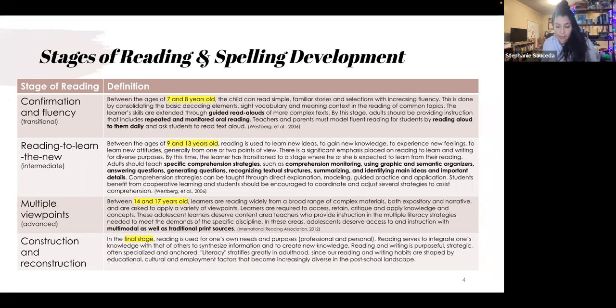But many times, coming up with a graphic or a semantic organizer is necessary for reading. It just is, especially if we're reading to learn. There is no other way around it. We have to do that. It is a skill that we need.